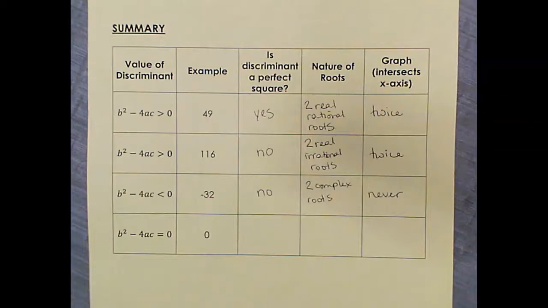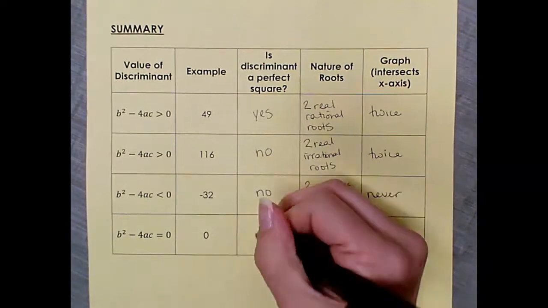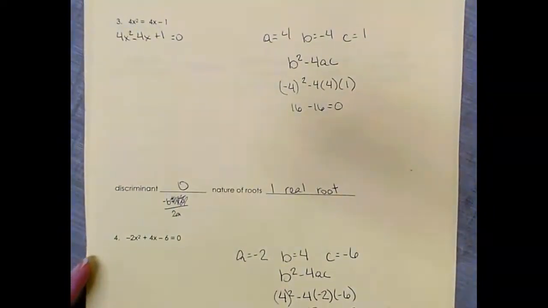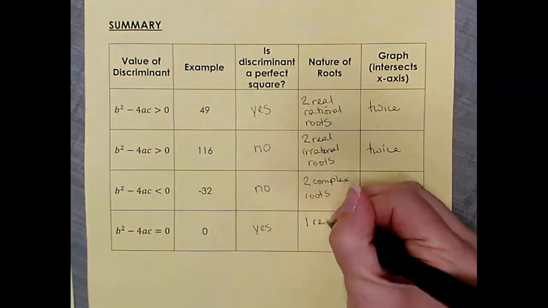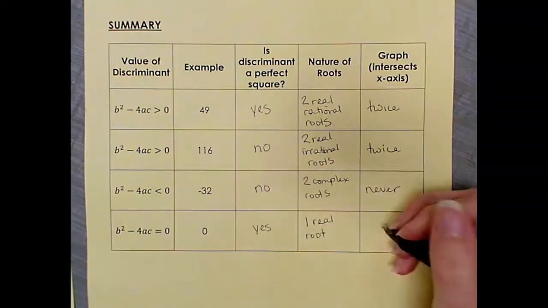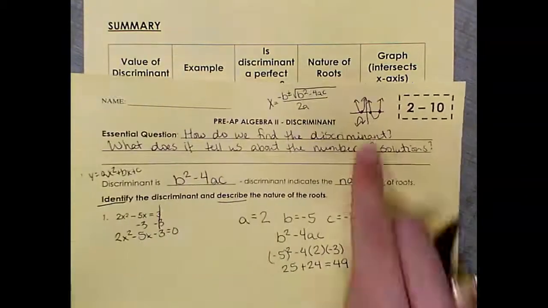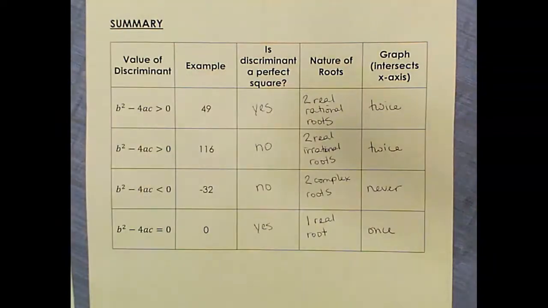And then finally, what happens when your discriminant is equal to 0? Well, yes, 0 is a perfect square. However, when you add 0 or subtract 0, that doesn't change anything, so you're only left with one real root. One real root, and it only crosses the x-axis once. And what that looks like is maybe an intersection at the vertex. So that's the discriminant. That's how we figure out the nature of our roots.